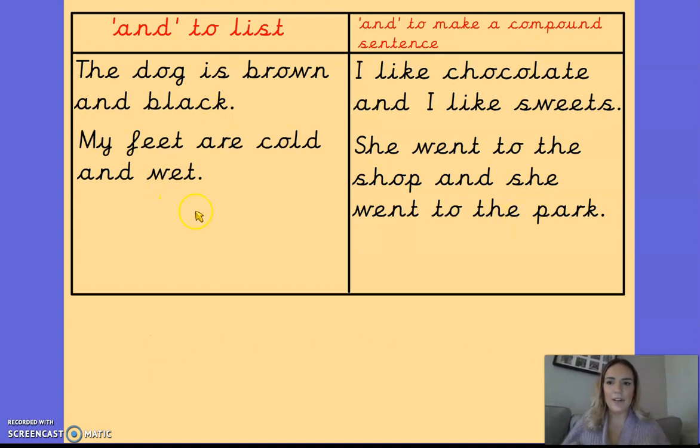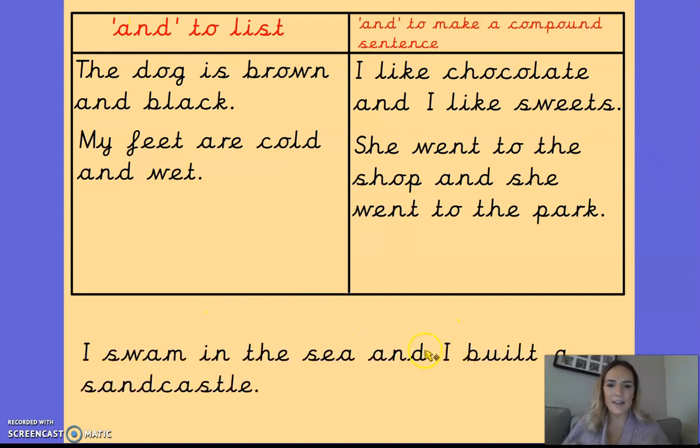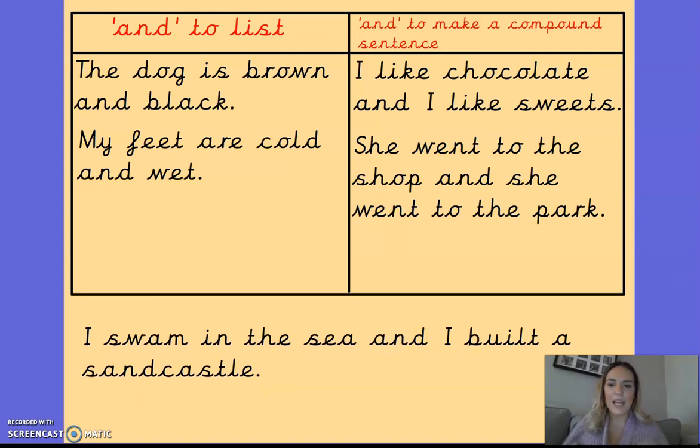Let's check. Hopefully you have got it in "and to list." My feet are cold and wet. Okay, last one then. I swam in the sea and I built a sandcastle.